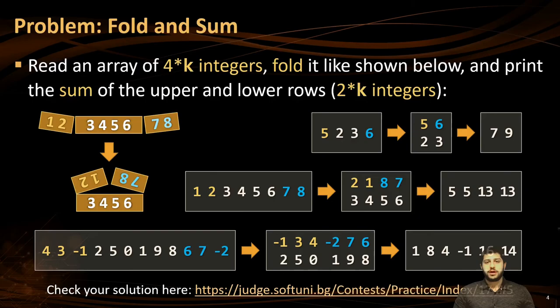Okay, now let's solve one problem that makes use of all of these functions. The problem is fold and sum. We need to read an array of 4 times k integers. This means that the number of integers is always going to be a multiple of 4. We cannot have 2 integers because it's not 4 times k. It's not divisible by 4. Okay? So the number is always going to be divisible by 4.